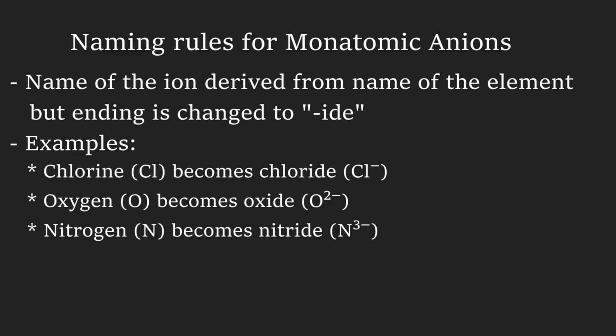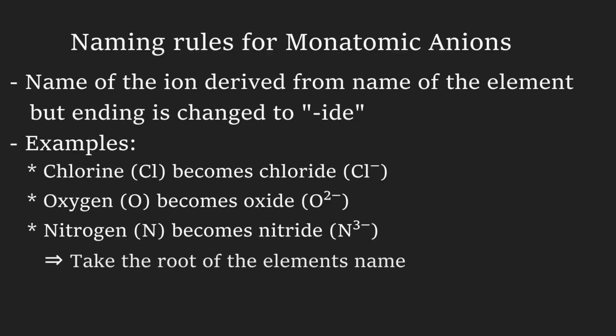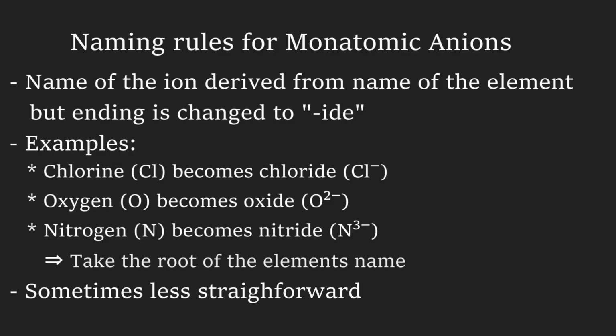Note that we don't just add -ide to the element's name, because then chlorine, for example, would become chloranide, and that is not the case. So instead we take the root of the element's name, which in the case of chlorine is chlor, and we add -ide, and this leads us to the name of the monoatomic anion, which in this case is chloride. Although this naming rule is fairly straightforward, for some elements things are a little bit less straightforward than for others. For example, the monoatomic anion of iron is not called ironide or iride, but instead it is called ferride.